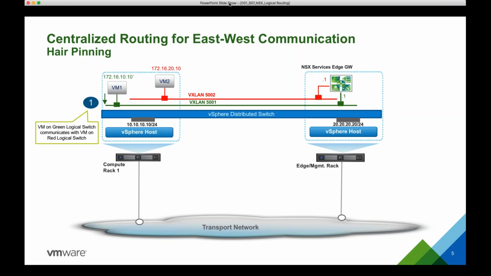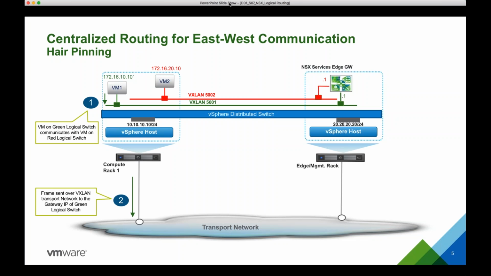So we've got a VM that's existing on a green logical switch. This is VXLAN 5001. It's got an IP of 172.16.10.10, and it needs to communicate with the VM on the red logical switch of 172.16.20.10. Now, these exist on the exact same host, but the scenario that we're using is not distributed routing. Now in NSX, we love to tell you, oh, they're on the same host, so you don't have to hit the wire. Well, in this scenario, we have to hit the wire.